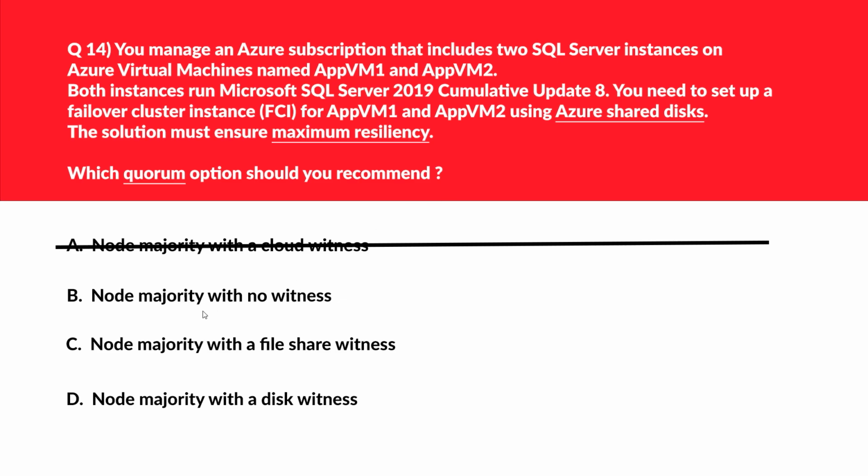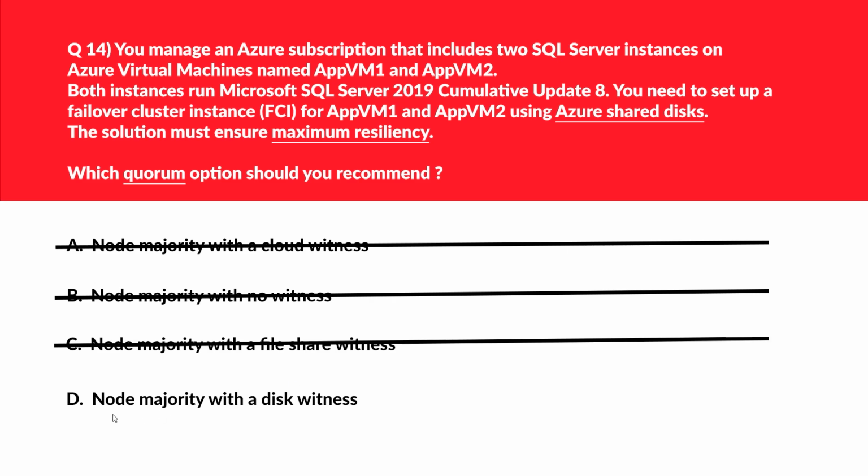B says node majority with no witness. Node majority with no witness does not provide the resiliency in the event of a network split. Wrong choice. Let's move to option C. C says node majority with a file share witness. Node majority with a file share witness has limitations on scalability and availability. Let's reject this. We are left with option D, and D says node majority with a disk witness.